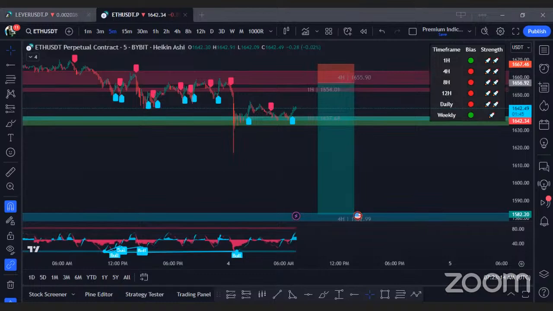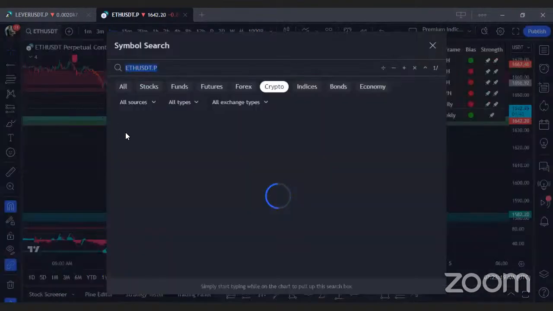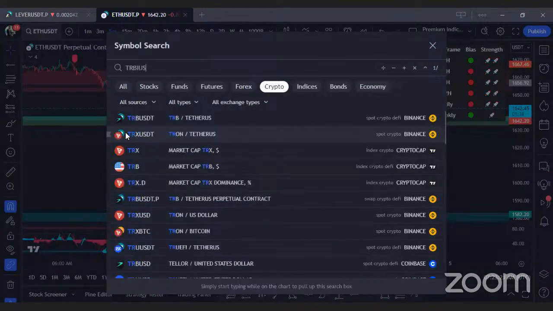TRB. Let's look at TRB too. So TRB. Let's look at that TRB USDT.